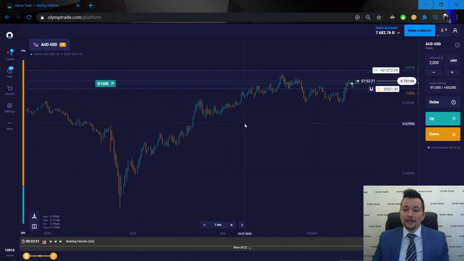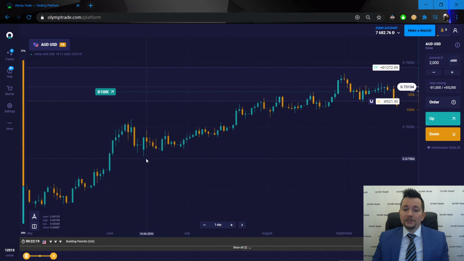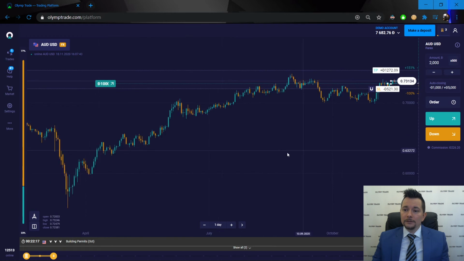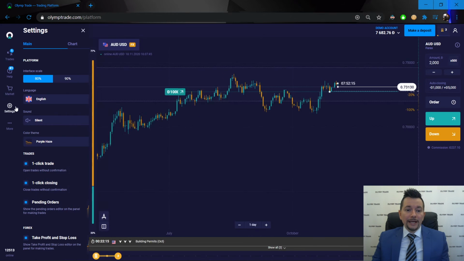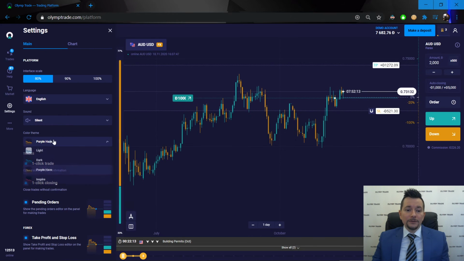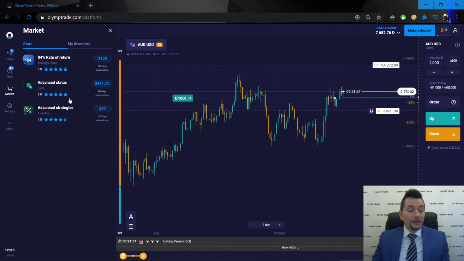As you can see, my graph is a beautiful teal color and a beautiful orange color. This is called the Purple Haze Skin, right here in the color theme. You can see I have Lark, Light, Dark, but I also have the Inspire because I participated in the Inspiration Challenge this year, and then also the Purple Haze Skin. It may not be much, but if you're a day trader like myself, it's nice to have a very beautiful skin. You can do that by going into the market.